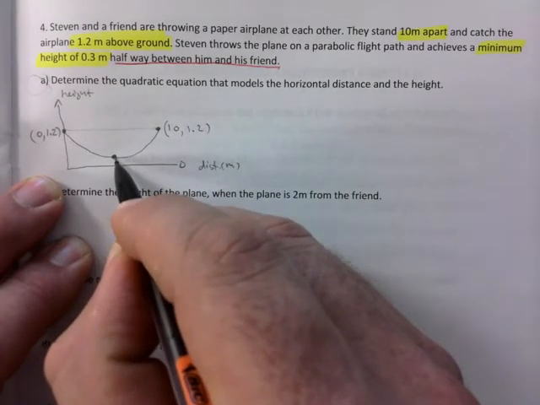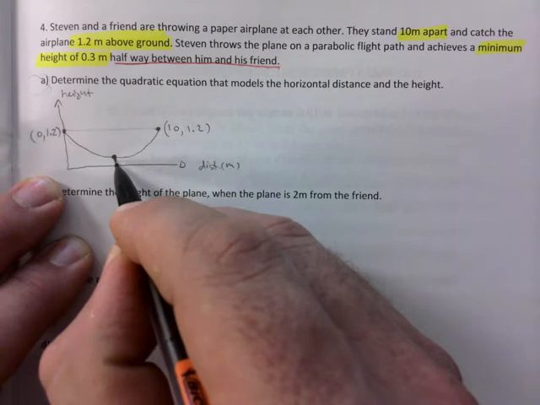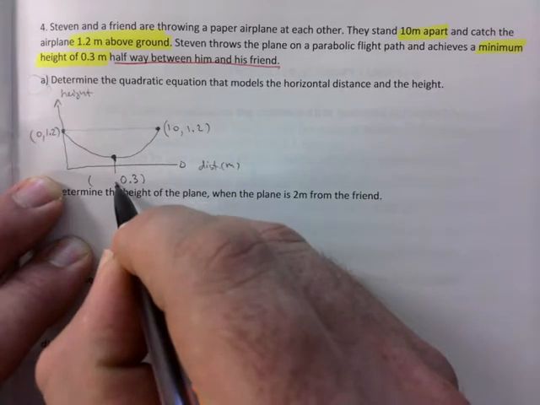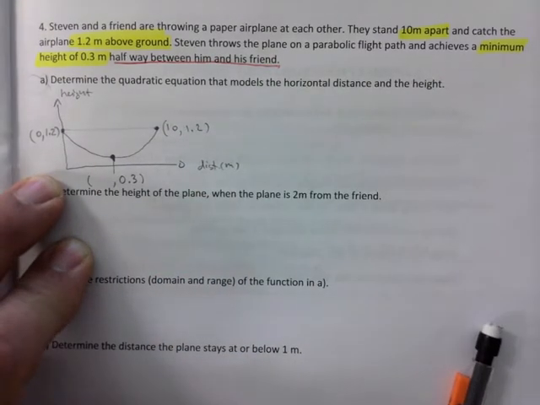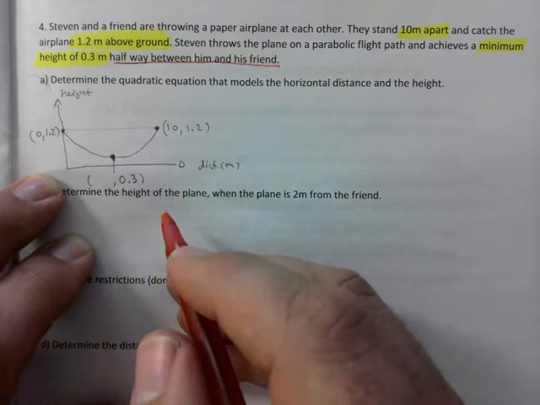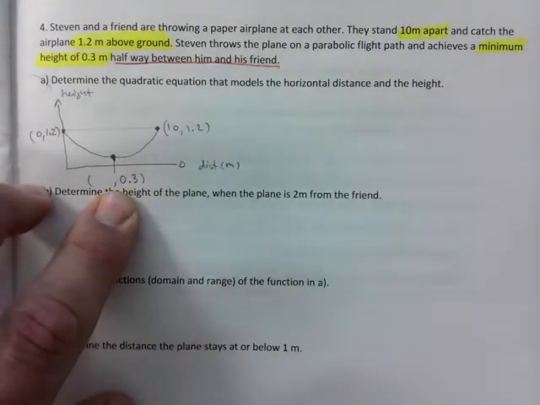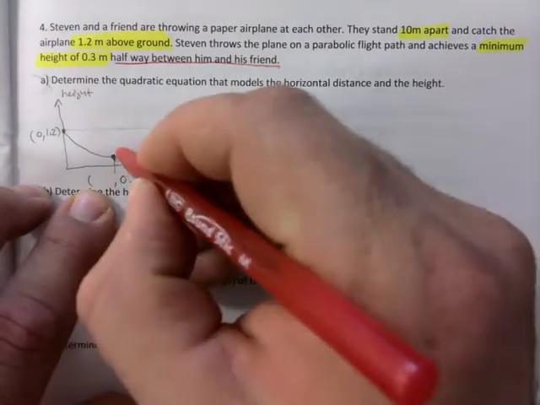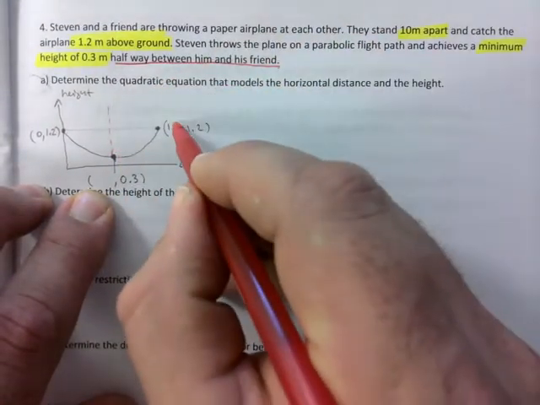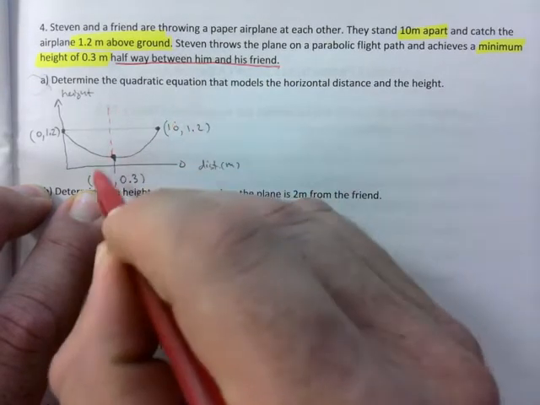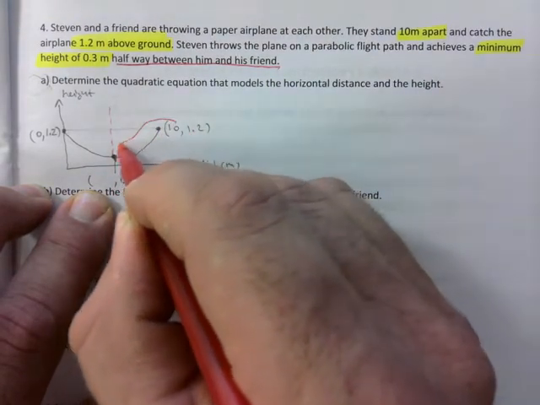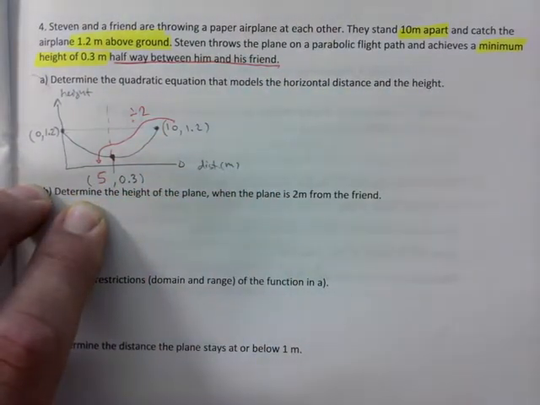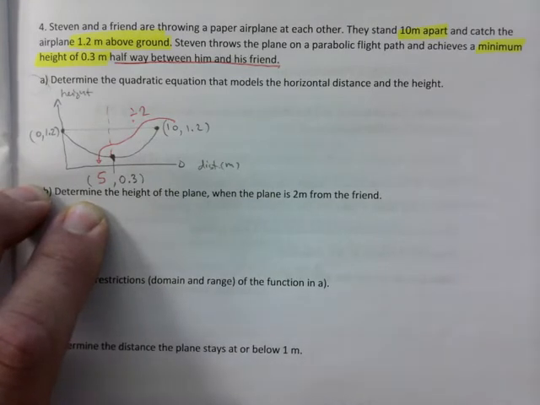And the minimum we know is hint, hint for vertex, right? And so the minimum height is 0.3. And because it's mentioned that it's halfway, it didn't have to say that, to be honest. It could have just said a minimum height of 0.3. But the minimum is where the vertex is. That's the axis of symmetry, so to speak. So what do we do to get from here to there? We divide it in half, right? So this is 5, 0.3. And there, ladies and gentlemen, you have your 3 points.